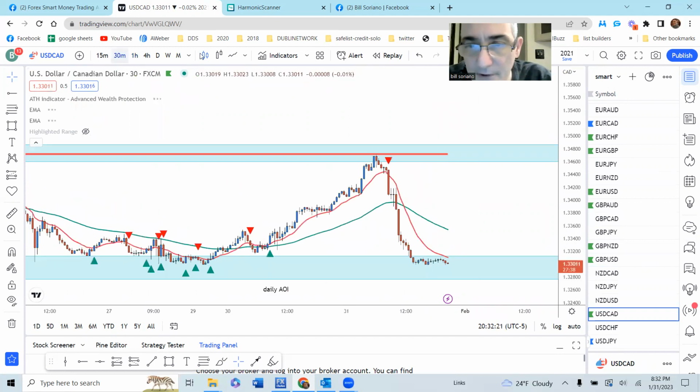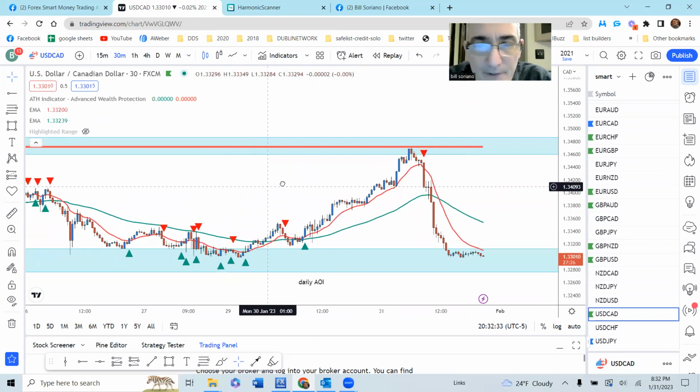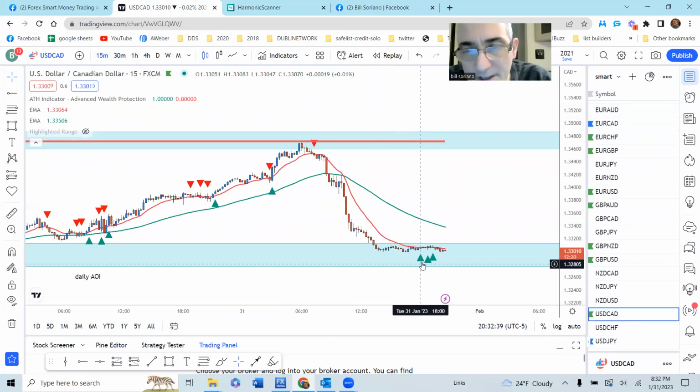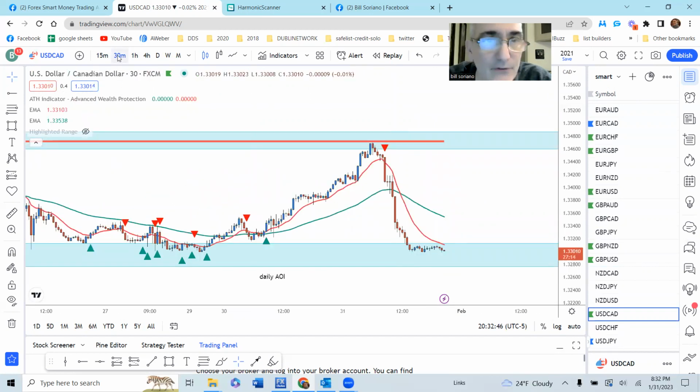If we drop down to the 30-minute, we have the same situation here. This is basically consolidating. It's forming what could be a banker box pattern inside of our daily. Did I say this was a daily area of interest, right? So it's forming what looks like a banker box in there. And again, if we drop down to the 15, we do get some ATHs come out here, but I don't want to look at those right now.